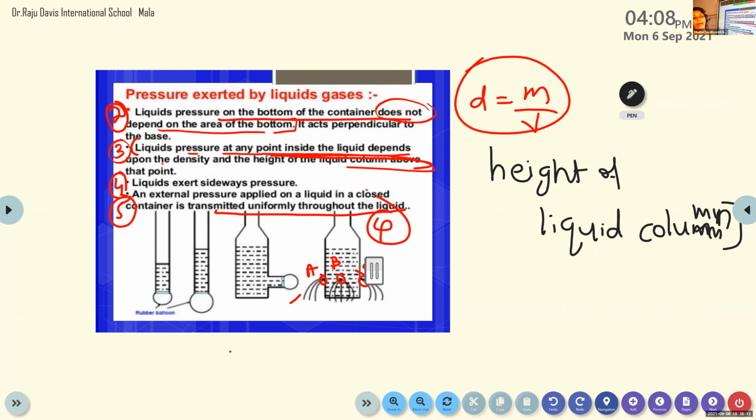What is a closed container? This is applicable when the bottle is closed. Otherwise, what will happen when you go to higher classes? If you look at the water here, suppose the container is open, there is air pressure also there, and liquid pressure also there. That is why it is specified as a closed container.